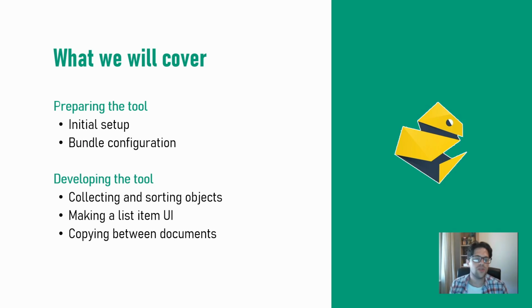So I'll firstly just quickly breeze over how I've set up the basis for the tool, so the bundle configuration, how it appears on the toolbar, but we'll really dive straight in typically to actually the crux of the workflow, which is going to be collecting, in this case, view templates and sorting them by their name, displaying them to a user in a list, and also then taking those elements and copying them from one document to another.